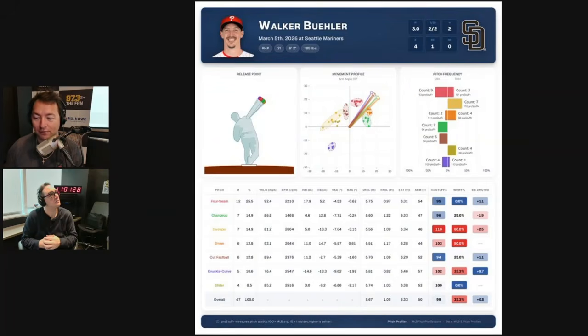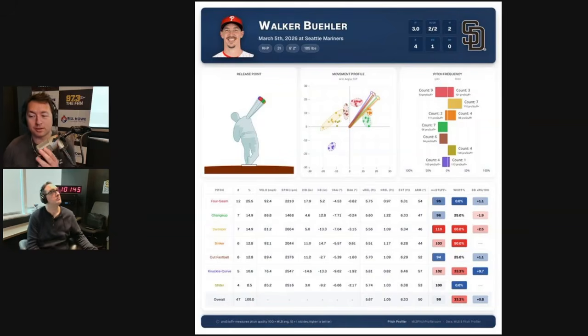If you look at the left graphic, the release point, you're looking for consistency and a repeatable arm slot. This graphic shows where the ball leaves his hand. Buehler's release cluster is tight, which means mechanics look consistent, no obvious arm slot issues, and the delivery is very repeatable. The arm slot shows about a 50-degree angle, which is a 3/4 slot that is typical form for Walker Buehler.